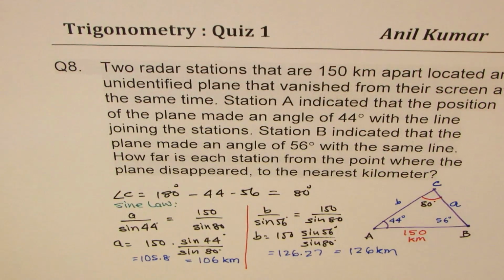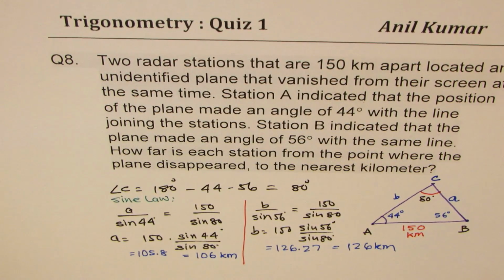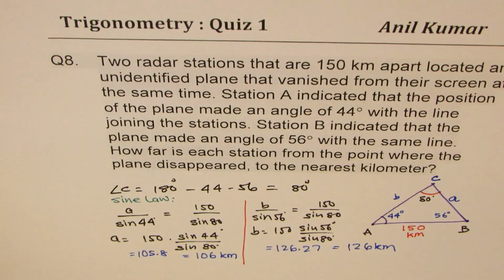Okay, so that is how we can actually solve this question. So I hope you understand all these solutions. So in this particular quiz, we have taken simple concepts based on sine law and cosine law. It's kind of an introduction to these, where the triangles are not really right triangles.